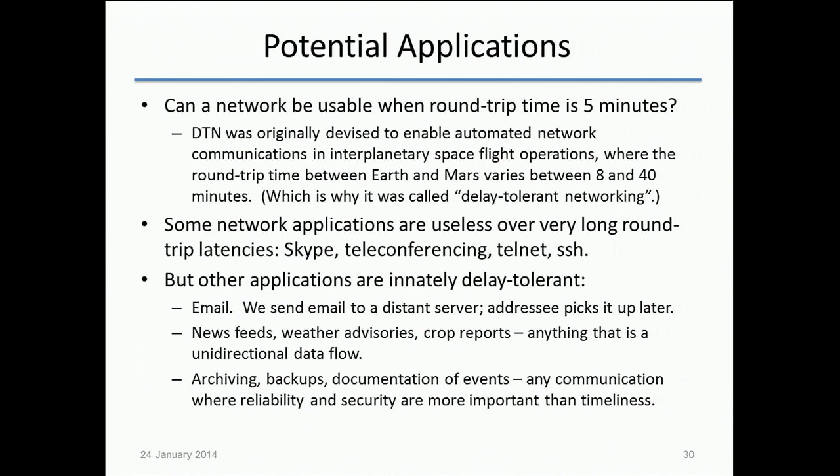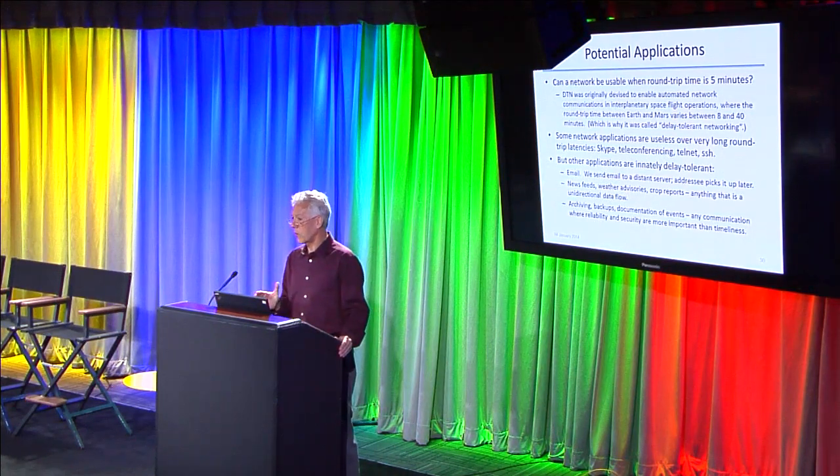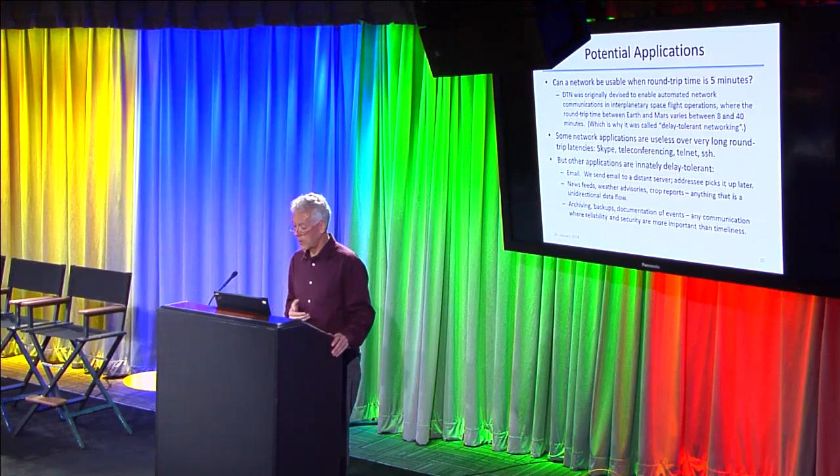Well, DTN was originally devised for automated network communication in spaceflight missions, where the round trip time between Earth and Mars can vary between 8 and 40 minutes. So for spacecraft operations, that's an application where clearly you have no choice. If you're going to do it at all, it's going to take that long. The network has to be acceptable, or else you don't have communication, you might as well just stay here. That's why we called it delay-tolerant networking, because the networking would work over extremely long signal propagation delays or other round-trip delays caused by whatever, including interruptions in connectivity.